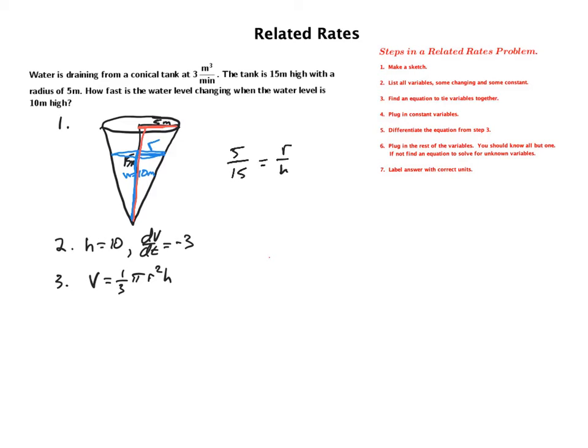Now we solve for r in terms of h, and we get that r equals h over 3. That's always true, that's a constant. r is always equal to h over 3 as the cone of water is decreasing. So now we can plug that into r in our equation.